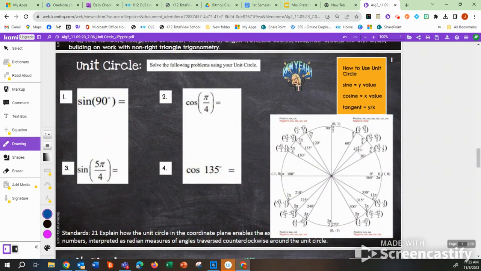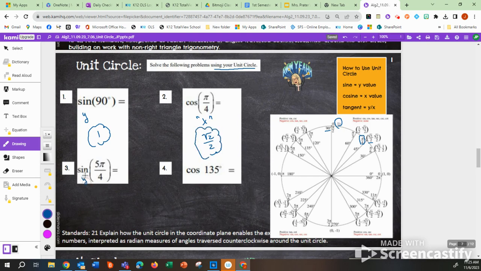So let's take a look at these first problems. It says solve the following problems using the unit circle. So this says sine of 90 degrees. So we know that sine is y. So I go to 90, I find 90 is right here on my unit circle. Sine is the y value. So the sine at 90 degrees is 1. Number 2 says cosine at pi over 4. So I find pi over 4, it's here. Cosine is the x value, so that's going to be the first value in the ordered pair. So that's going to be square root of 2 over 2.